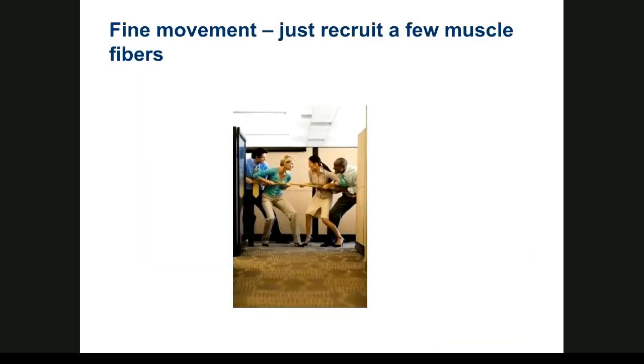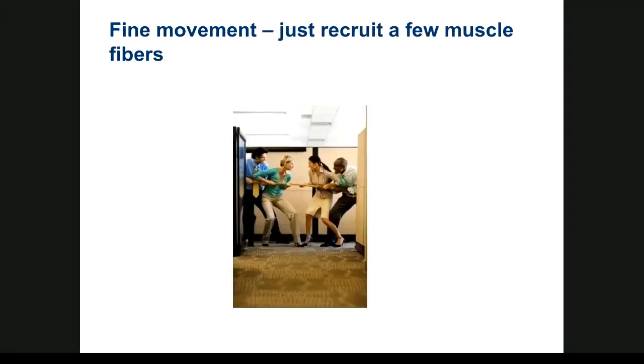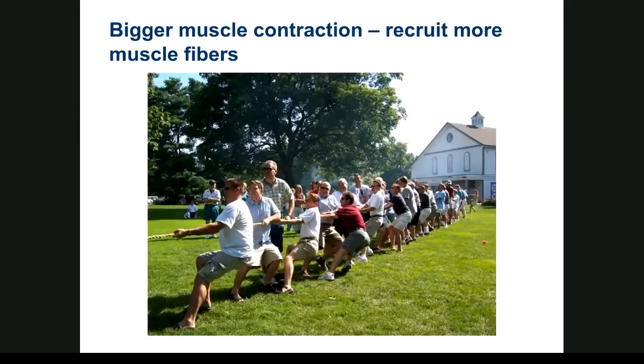Now, by the way, they're having a tug of war here with an object. Fine movement, you just need a few fibers to be stimulated. Bigger muscle contraction, you just need to recruit more muscle fibers. You can be pretty sure that this gang is going to beat this gang at the tug of war. So you recruit more and more muscle fibers, you get better contraction.